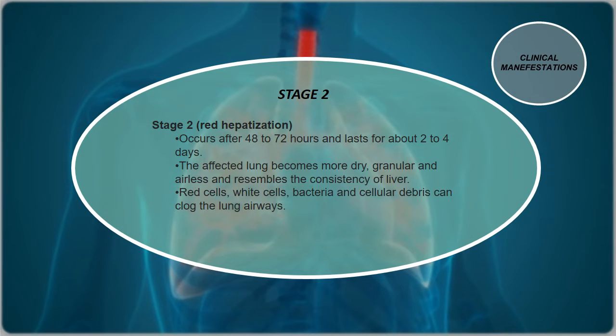Stage 2 or red hepatization occurs after 48 to 72 hours and lasts for about 2 to 4 days. The affected lung becomes more dry, granular, and airless and resembles the consistency of liver. Red cells, white cells, bacteria, and cellular debris can clog the lung airway.